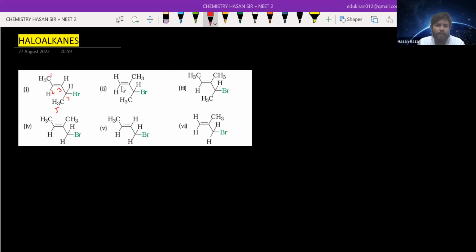So the name of this will be basically 1, 2, 3, 4, 5. So the name, you can see, will be 4-bromo pent-2-ene. Very good. For the second one, we can see 1, 2, 3, 4. So its name will be 3-bromo 2-methyl butene.